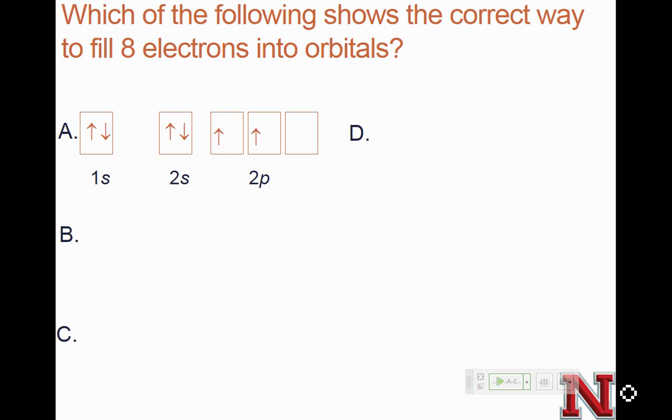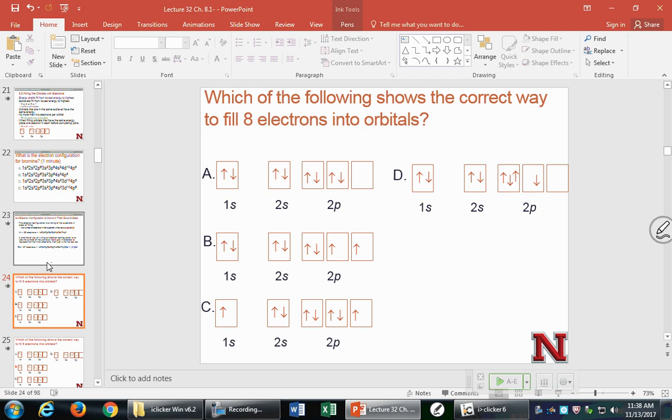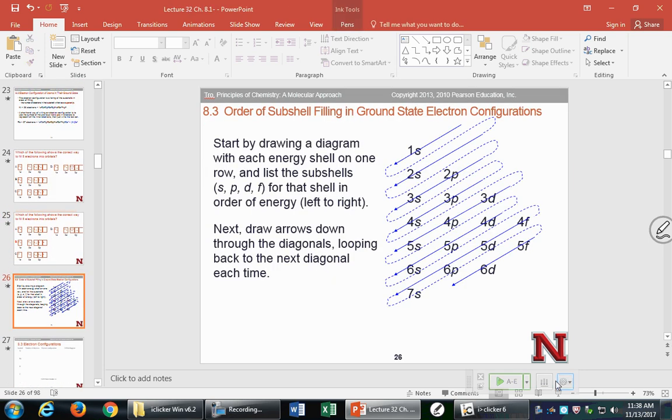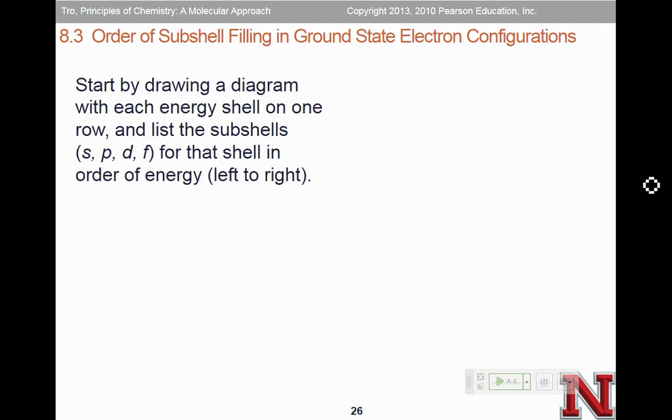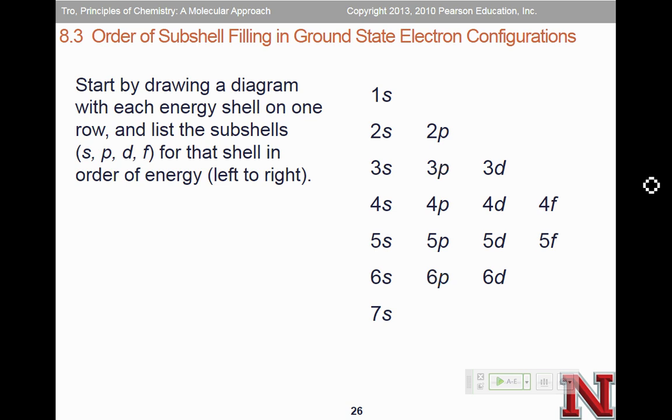I'm going to skip this slide, and I'm going to get back to it in a second. So what I want to do is go through one example before we go today. So ordering of the subshell filling in the ground state configurations. Start by drawing this. And again, I don't like this. I'd much rather use the periodic table, but this is how the book goes through, so that's what we're going to teach first. Start by drawing a diagram with each energy shell on one row and list the subshells. So 1s, we only have 1s. 2s, 2p, 3s, 3p, 3d, 4s, 4p, 4d, and so on.